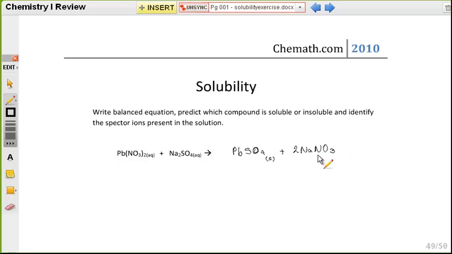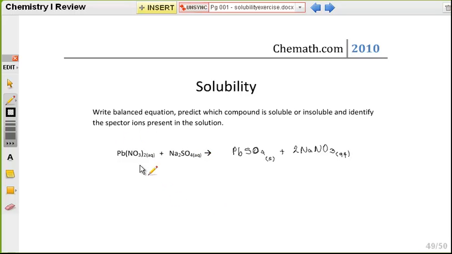Okay, then we're going to see the next one, sodium nitrate. All compounds that contain nitrate are soluble. So that means this appears in aqueous solution. So now we know which compound is the precipitate, lead sulfate, and which one is not. Then we have to find the spectator ions in the solution.